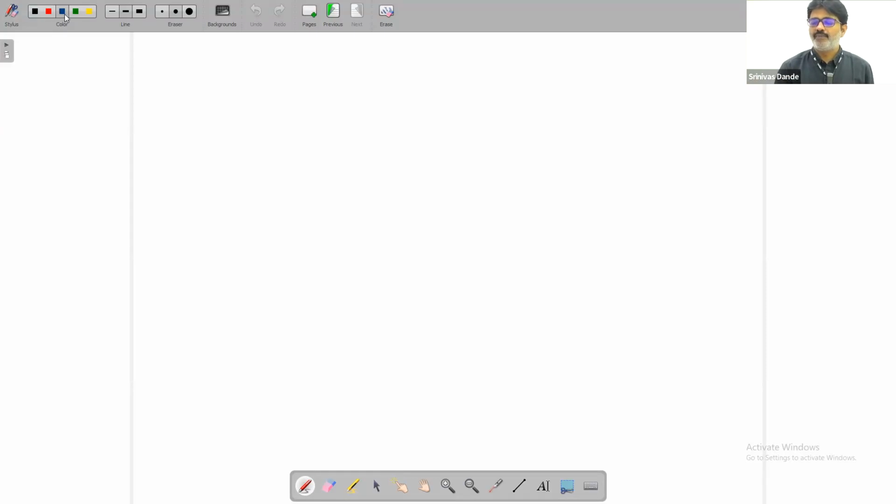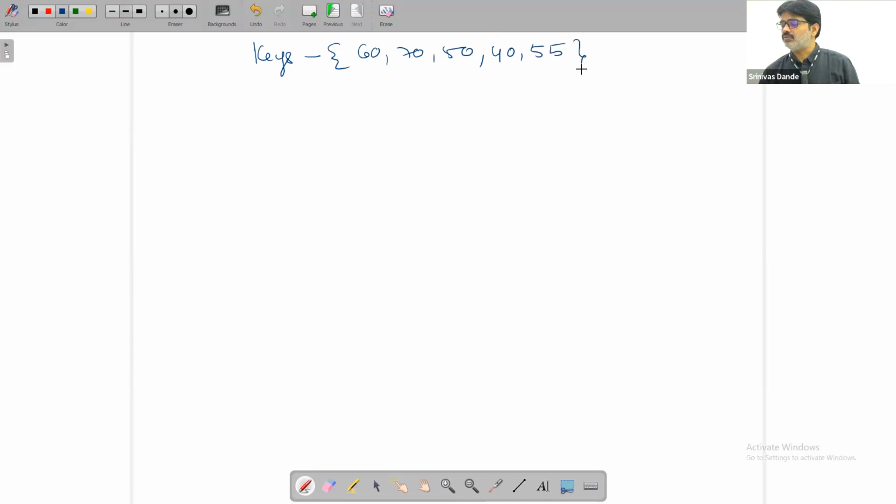For example, I'm taking a different set of keys: 60, 70, 50, and 40, 55. These are my keys. So take the first use case. Insert all of these. So first 60.